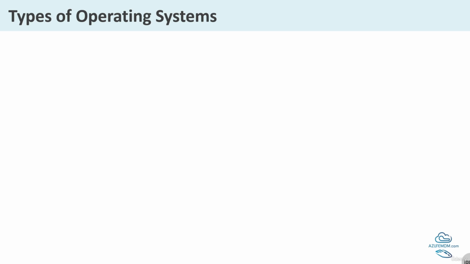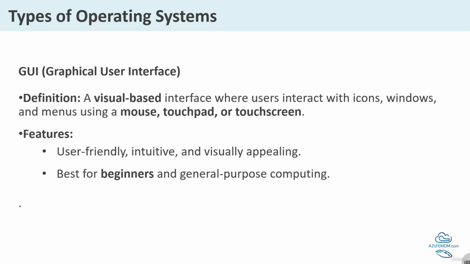Now, we'll understand about the types of user interfaces. Number one is Graphical User Interface, GUI. It's a visual-based interface where users interact with icons, windows, and menus using a mouse, touchpad, or touchscreen. A GUI lets you use your computer by clicking on icons, buttons, and menus instead of typing commands. It's like using a smartphone.